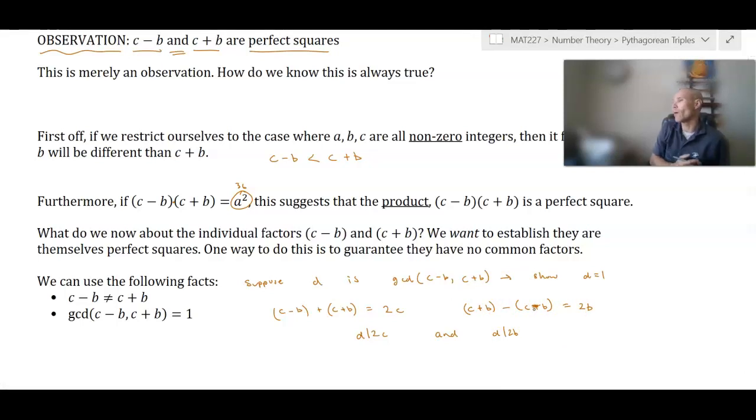So what do I want to know now? Well, I want to know that D is equal to 1. Okay, well, what do we know? We know that B and C have no common factors, right?